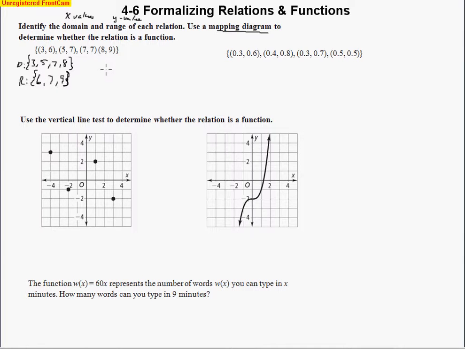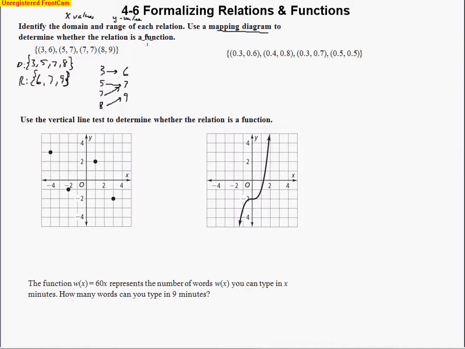So now the mapping diagram works this way. We list the different domain values, and then we list the different range values, 6, 7, and 9. And then I draw a line from the domain to the possible range values. So like 3 goes to 6, because 3, 6. 5 goes to 7. 7 goes to 7. And 8 is the domain for 9 being the range. So those are the different ordered pairs. So that's my mapping diagram.